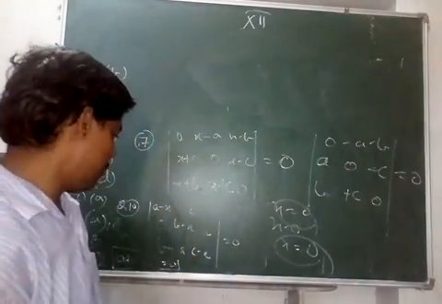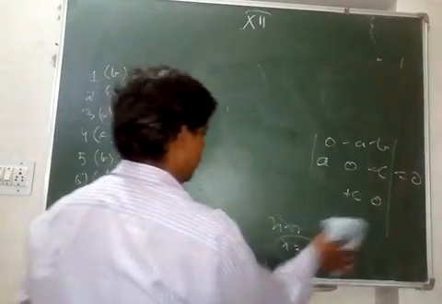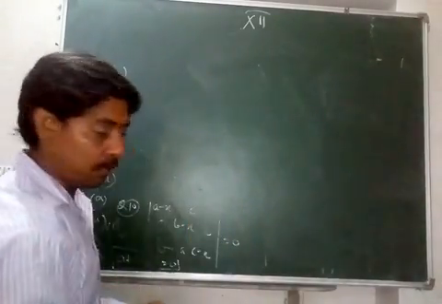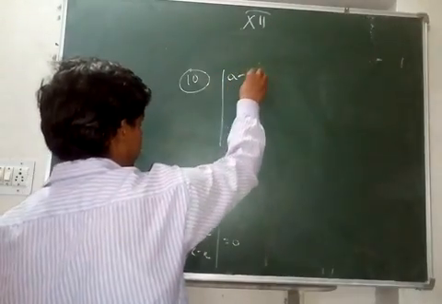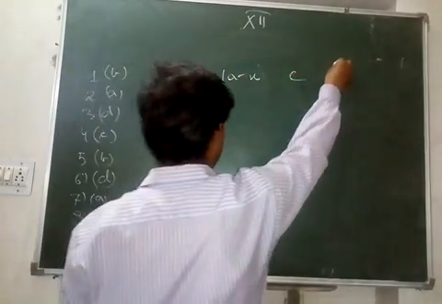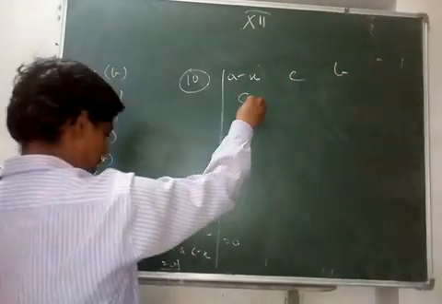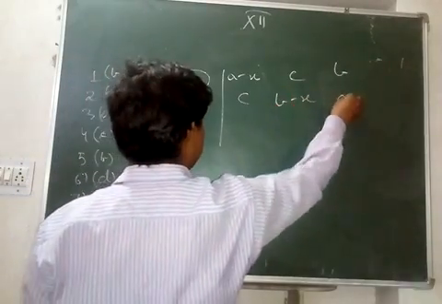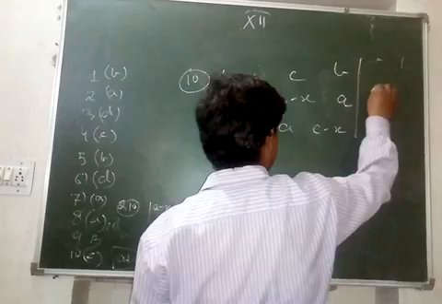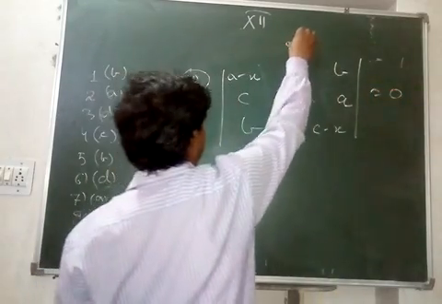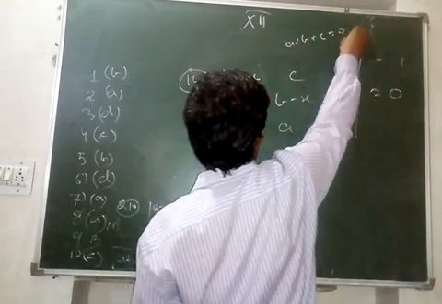Now we come to the most important question of this worksheet, or this test, question number 10. Question number 10 goes like this: a minus x, c, b, c, b minus x, a, b, a, c minus x is equal to 0. And it is given that a plus b plus c is also 0.